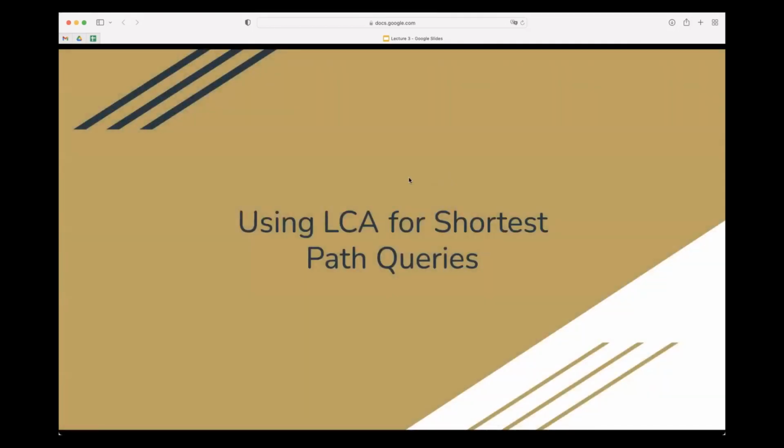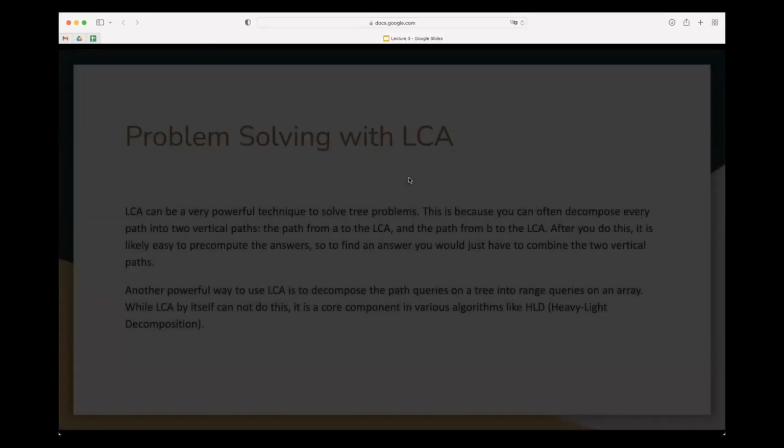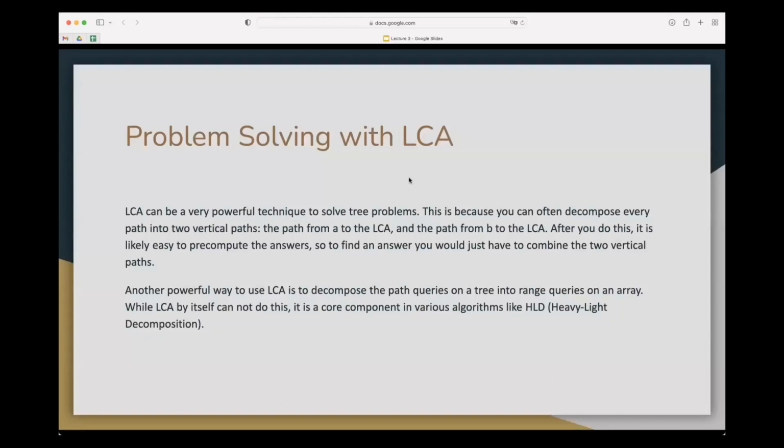Now I'll talk briefly about how to use LCA to solve problems. LCA is very powerful and can characterize the whole path from A to B, because you just go along the vertical path from A to the LCA, then from B to the LCA. So there's a lot of ways to take advantage of this to solve tree problems.